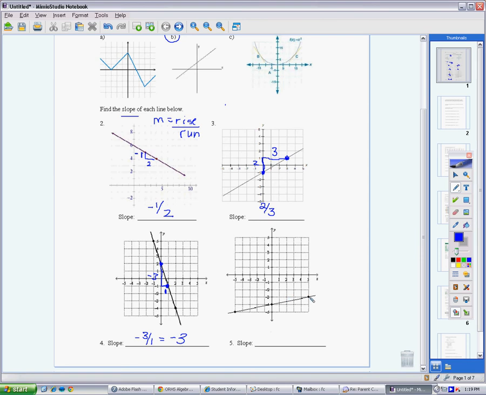I have 3 points to choose from on number 5. I think I'm going to pick the one at (0, -4) and at (5, 3). So again, I'm going to do rise over run. I'm going to rise up 1 and run to the right 1, 2, 3, 4, 5. So my slope is 1 over 5.